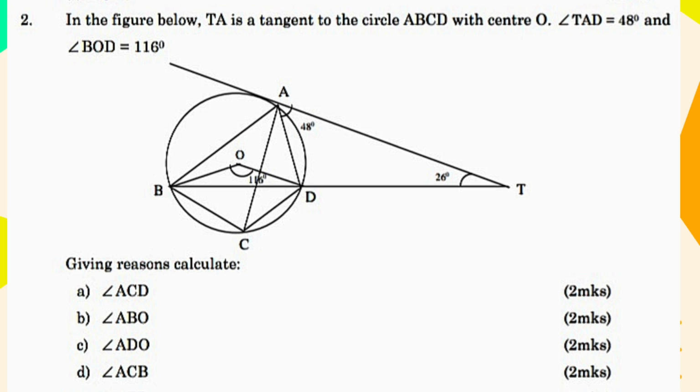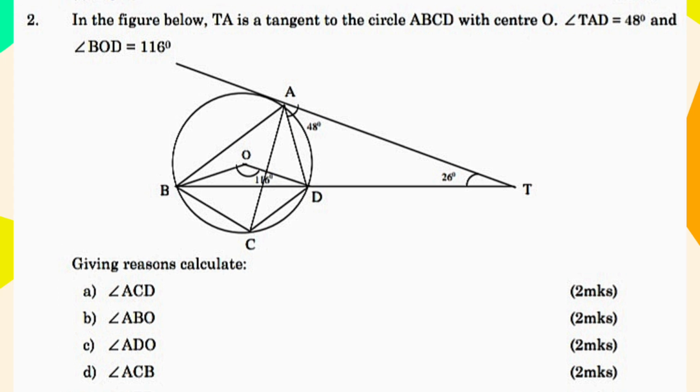In the figure below, TA is a tangent to the circle ABCD with center O. Angle TAD equals 48 degrees and angle BOD equals 116 degrees. Giving reasons, calculate angle ACD, angle ABO, angle ADO, and angle ACB.